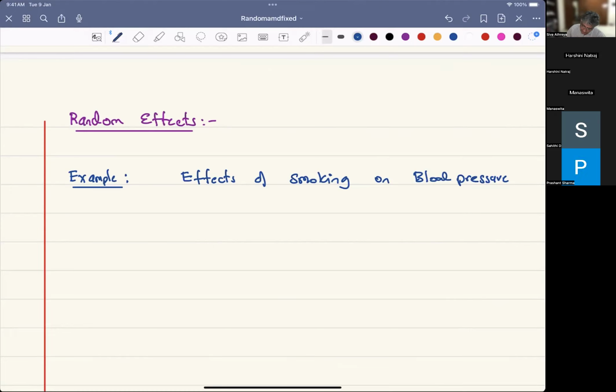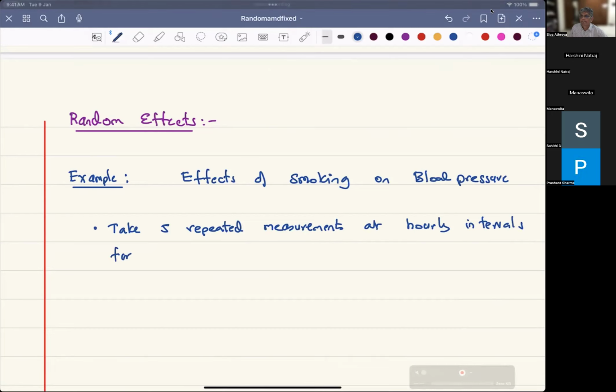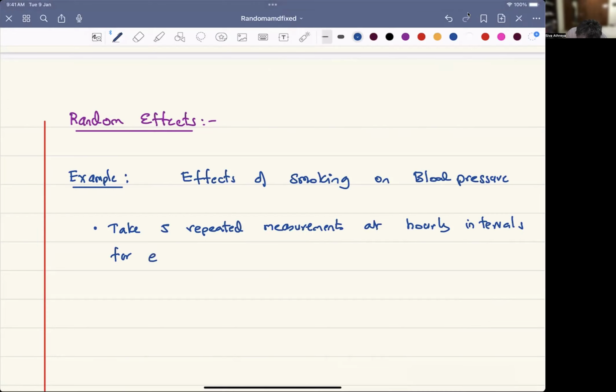So let's say we perform the following experiment. We go to every participant in this trial and we take 5 repeated measurements at hourly intervals for each participant. Right, so that's what we do.